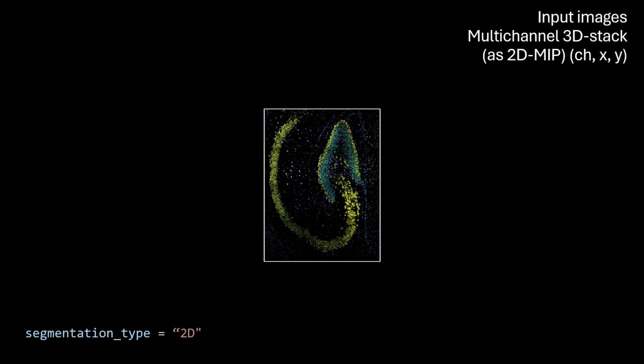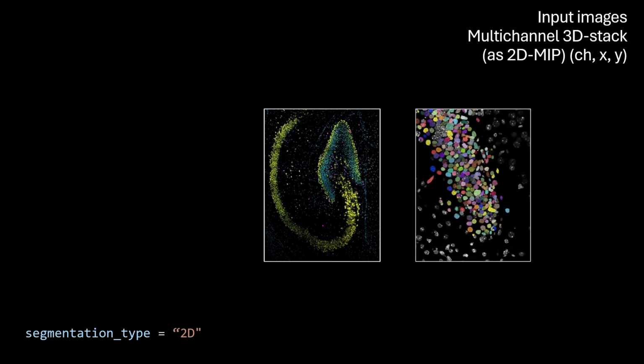If your 3D stack contains a single cell layer and 3D context isn't needed, you can process it as a maximum intensity projection. This significantly reduces computation time and resource usage. The output will be 2D nuclei labels.